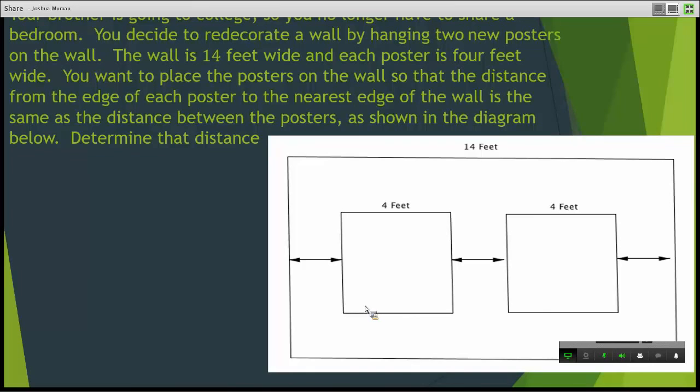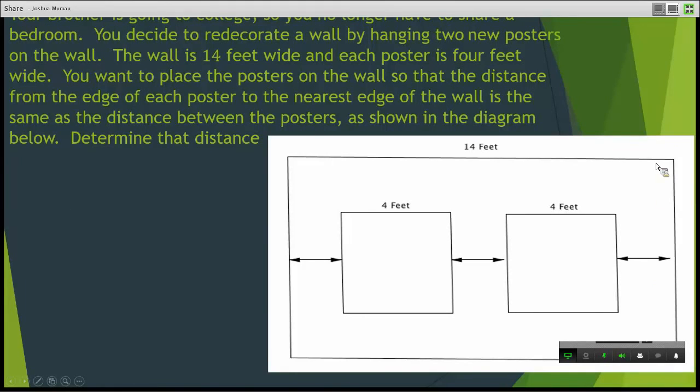And you want to place the posters on the wall so that the distances from the edge of each poster to the nearest edge of the wall is the same as the distance between the posters, as shown in the diagram below, and we wanted to determine that distance. So these 3 arrows are the same distance. We want to know what is that distance. They're the exact same length, each one.